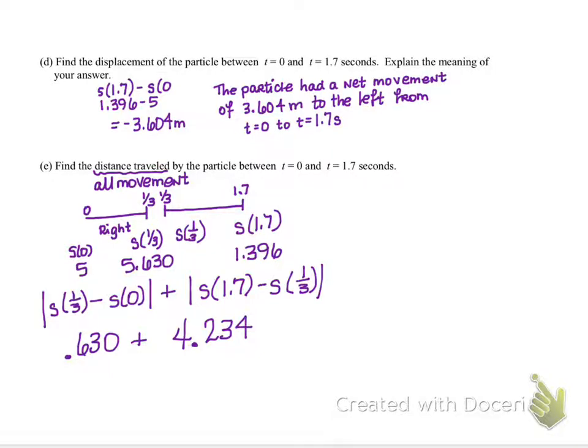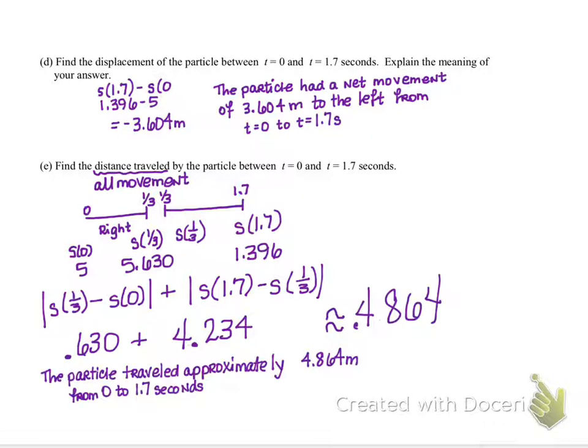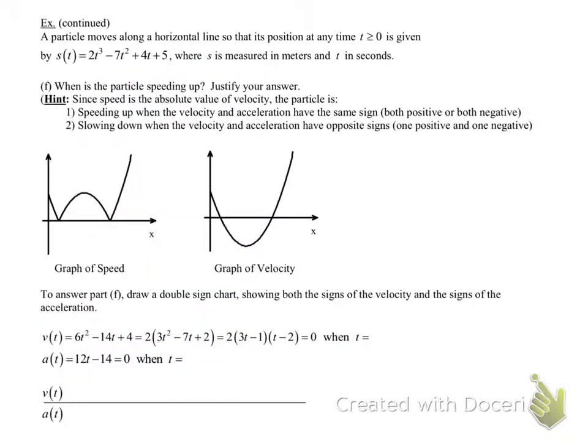And our total distance is about 4.864 meters. Note, please, that some of those numbers up there were approximations, so you need to put "approximately" in the answer. So now we see that the particle traveled approximately 4.864 meters from 0 to 1.7 seconds. All of those words are important.